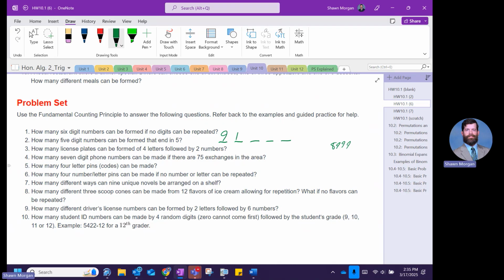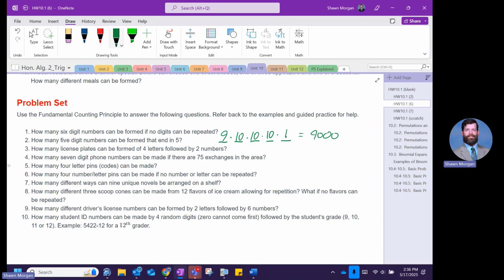Now, how many options for your second digit? We got 10. How many options for the third digit? We got 10. Fourth digit? 10. Fifth digit? 1. Why 1? They said hey, you've got to end in a 5. Now, what does the fundamental principle of counting tell us to do with all these options? And so, Andrew, revise your answer, and what do you get? 9,000. I'm close. Oh, I rounded down. That's okay. But do you guys see how that works? Okay, let's do another one.